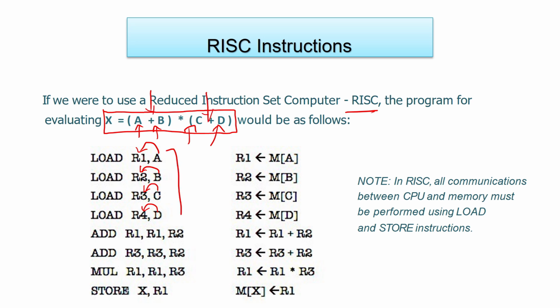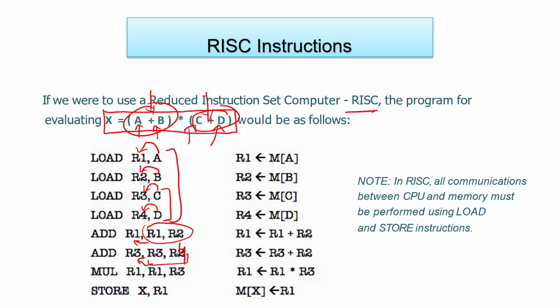Now after the loading, what we want to do? We want to do a plus b. So we can add R1 and R2 and save the result in R1 itself. Then we want to do c plus d. So it can be done by adding R3 and R4. So add R3, R4. So R3 and R4 are added and the result is kept in R3.